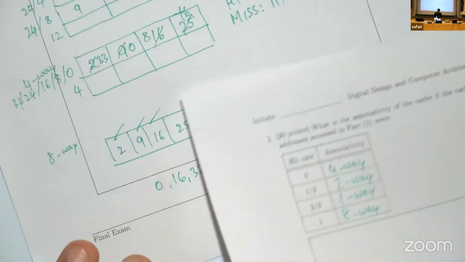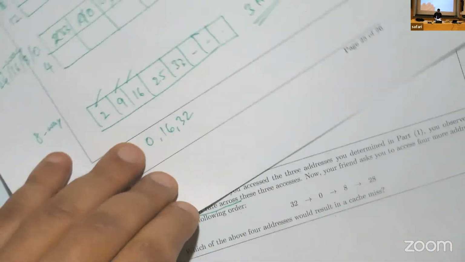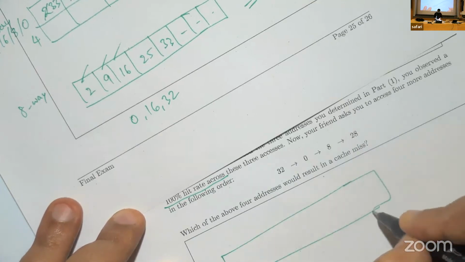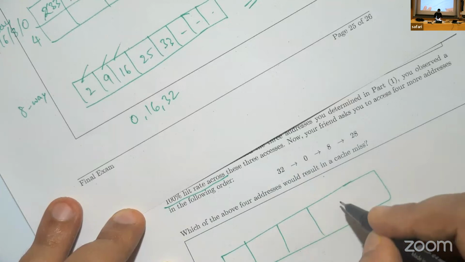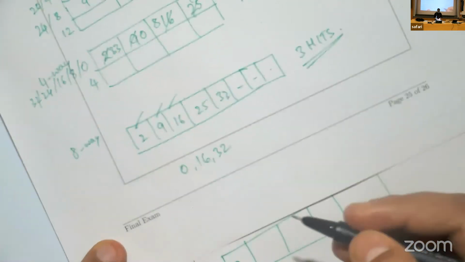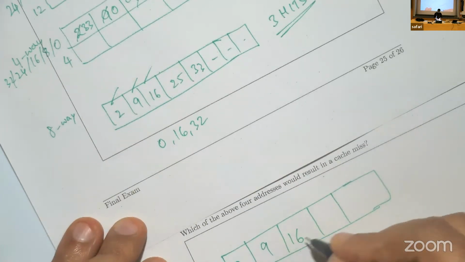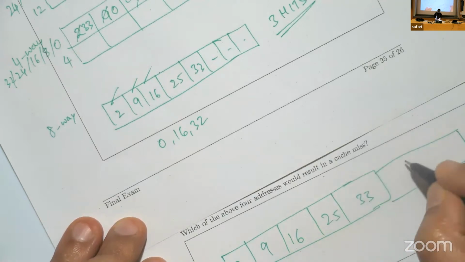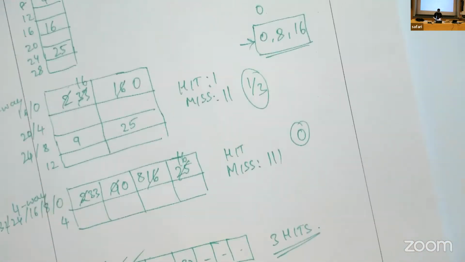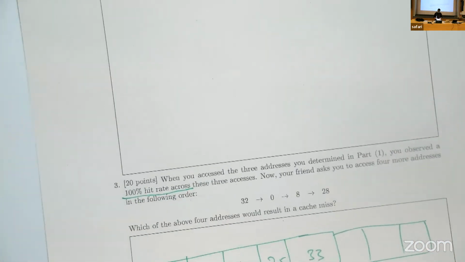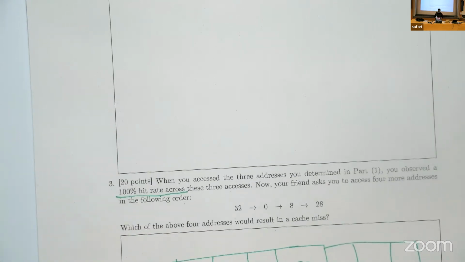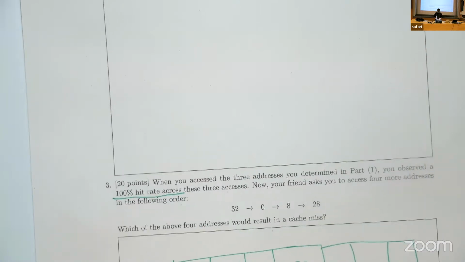So if I redraw the 8-way, the state of the cache after the last 3 accesses. So okay, this is the state after the last 3 accesses, but now we are given 4 more accesses, and we need to find out which one of these accesses results in a cache miss.